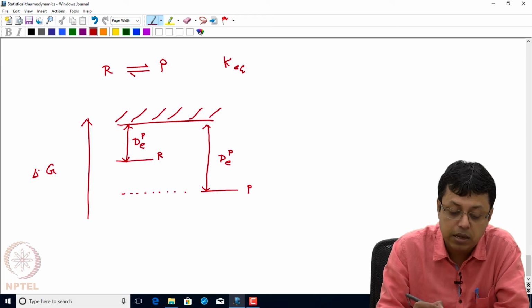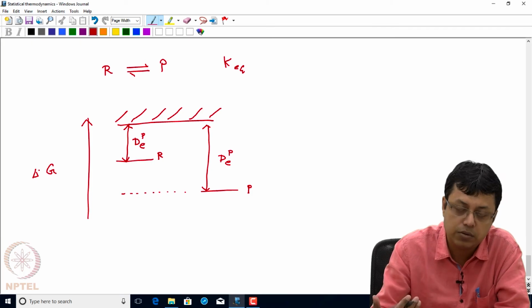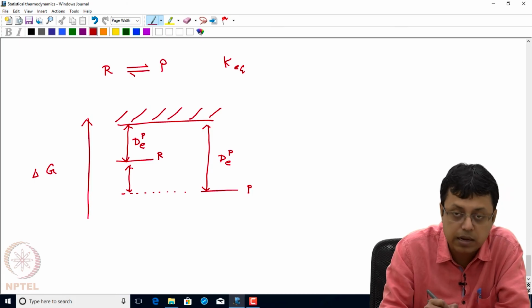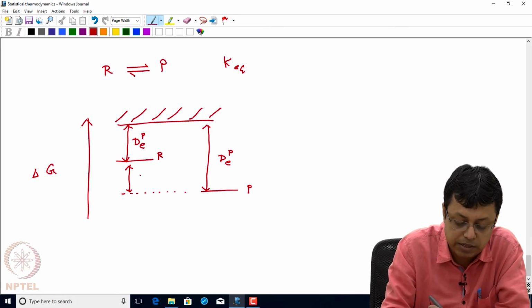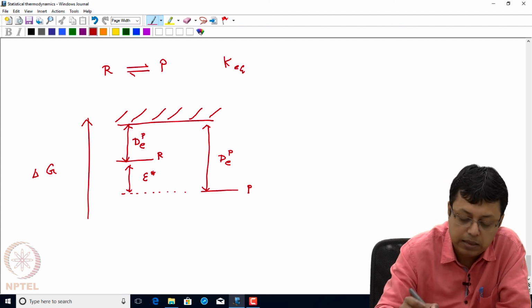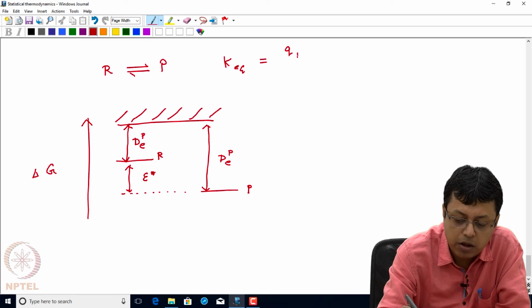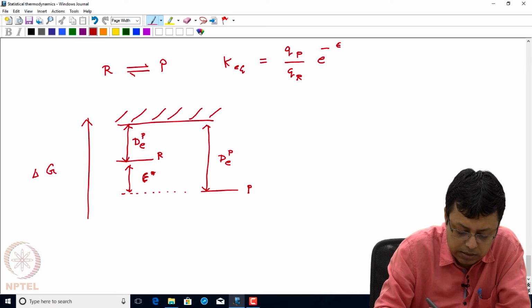reactant to product. If I write the equilibrium constant in terms of the reaction quotients, which are related to the Gibbs free energy change, then you can show that finally, if this energy difference, the Gibbs free energy difference, we write it as say epsilon star, then we can write the equilibrium constant in terms of the partition functions of the product divided by the reactant times e to the power minus epsilon star.